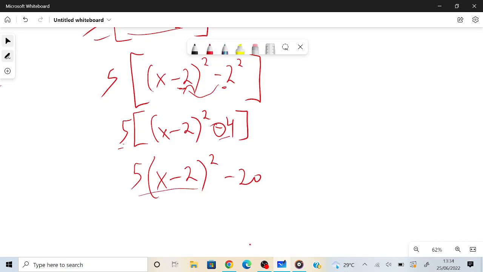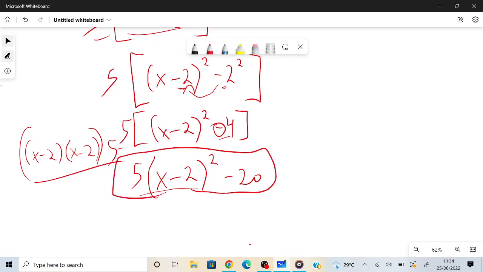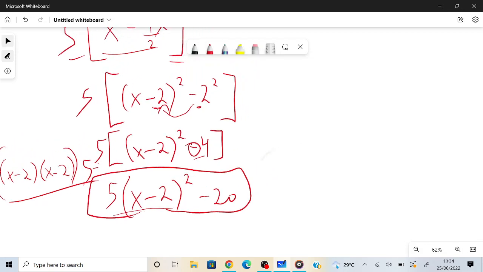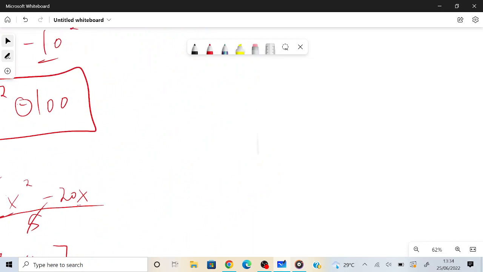If we were to handwrite this and say x minus 2 into x minus 2 and then multiply all of that by 5, that would take very long. So it's more efficient to just leave it like this, and that is your final answer for that question. Again, you can always check your answer by letting x represent any sort of integer.